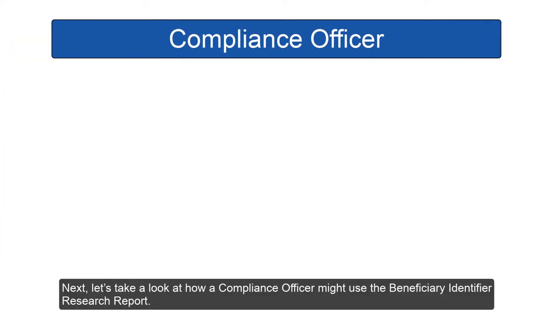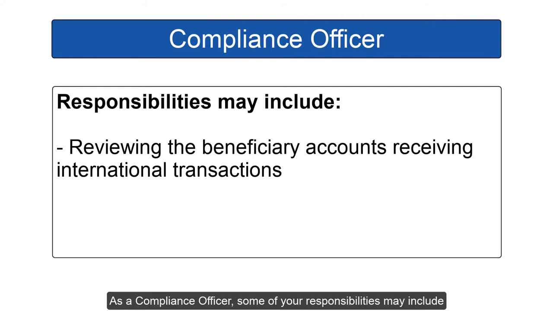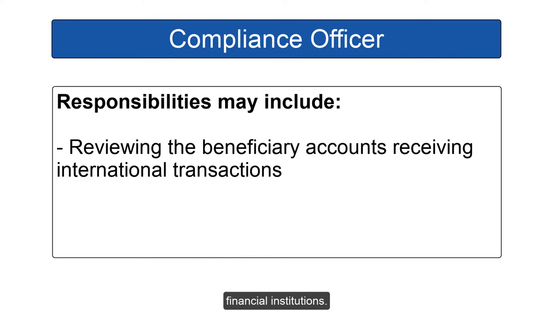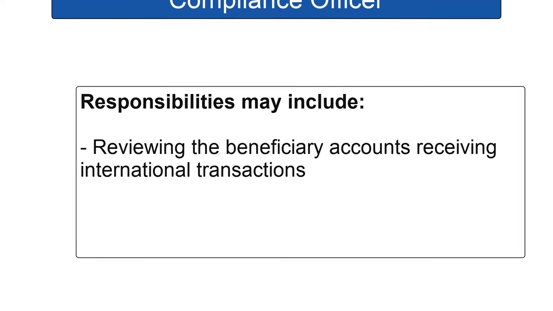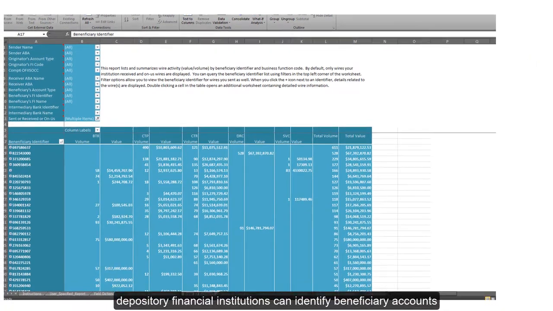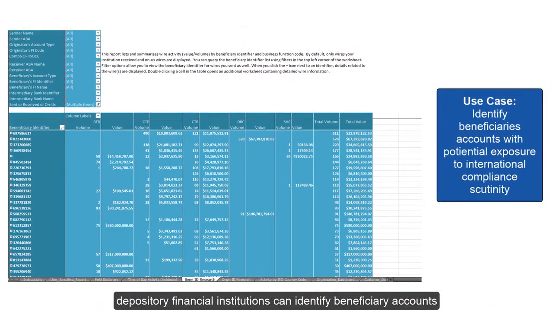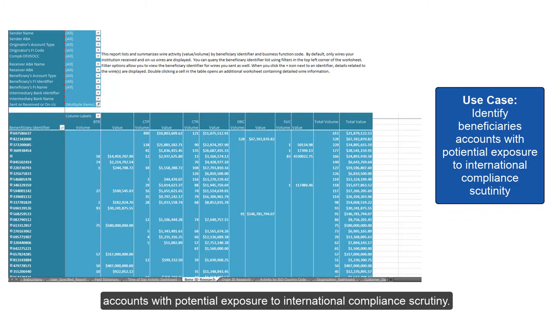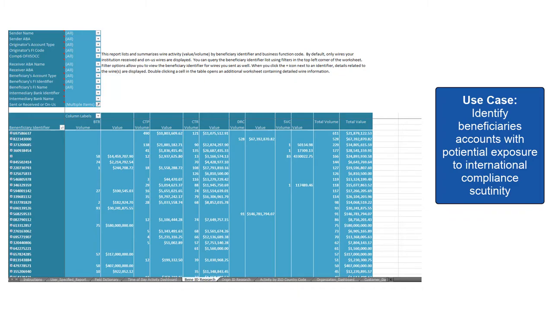Next, let's take a look at how a compliance officer might use the Beneficiary Identifier Research Report. As a compliance officer, some of your responsibilities may include reviewing the beneficiary accounts receiving international transactions. International transactions introduce a higher compliance obligation for depository financial institutions. Using the Beneficiary Identifier Research Report, depository financial institutions can identify beneficiary accounts with potential exposure to international compliance scrutiny.